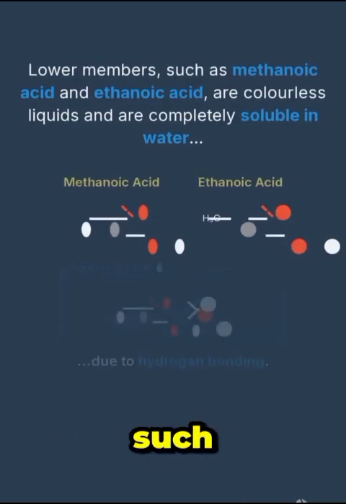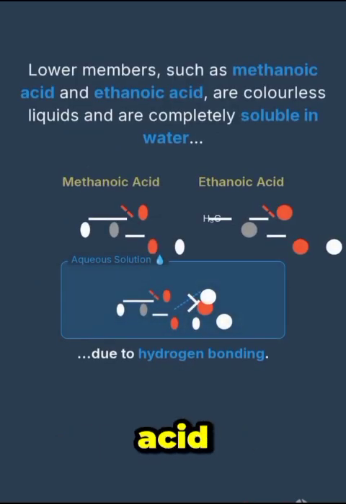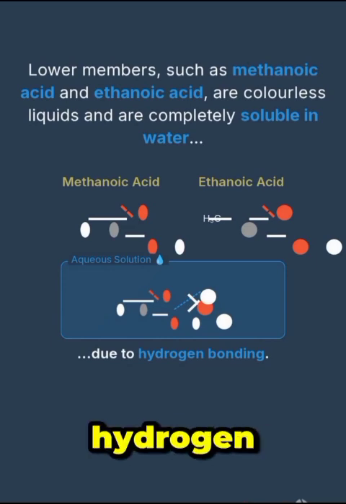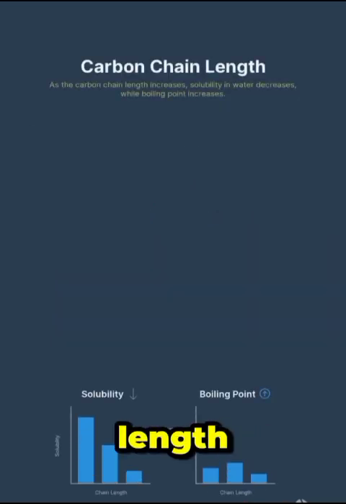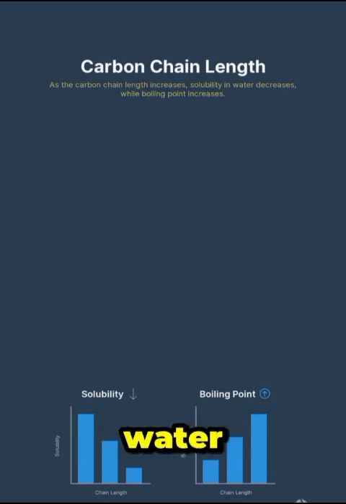Lower members, such as methanoic acid and ethanoic acid, are colorless liquids and are completely soluble in water due to hydrogen bonding. As the carbon chain length increases, solubility in water decreases, while boiling point increases.